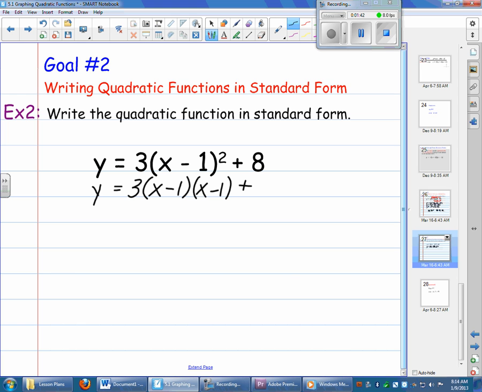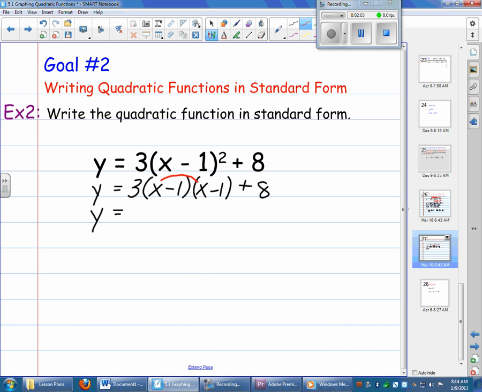But we have this little plus 8 on the end of it, or that plus k value, which once we get through all of this multiplying, we'll just go ahead and add with any other like terms or constants. So we'll start just the way we did last time with the FOIL process. Start multiplying the two binomials.